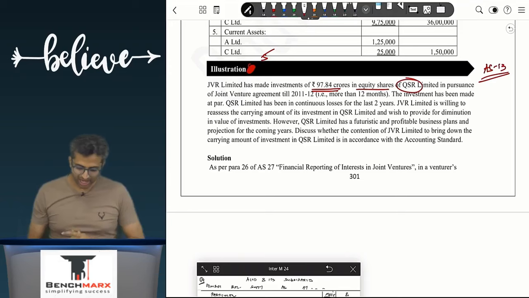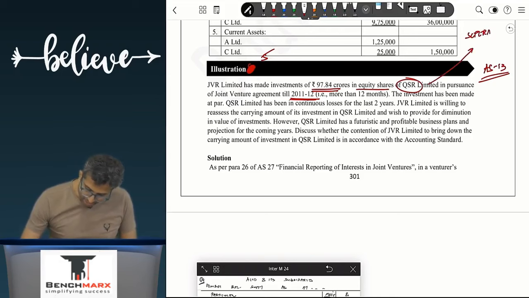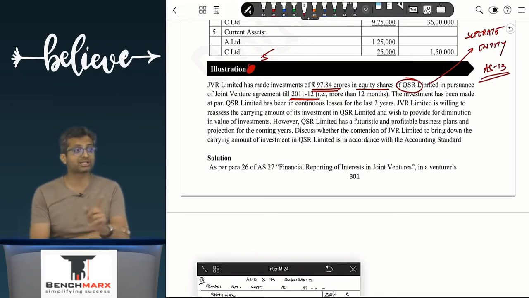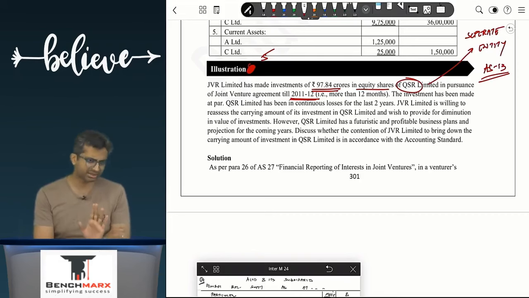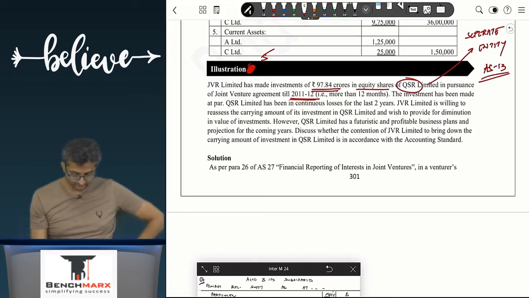JVR Limited has made investments of 97.84 crores in equity shares of QSR in pursuance of joint venture agreement till 11-12. So, till date you have invested 97.84. Achha, this 97.84 is invested in whom? QSR Limited. Achha, is QSR Limited a separate entity? Which means I will show this as investment in QSR in my SFS and I will do proportionate consolidation of QSR's assets and liabilities in my CFS. Does this make sense? Yes, sir. Okay. Because it's a separate entity in pursuance of a joint venture agreement.